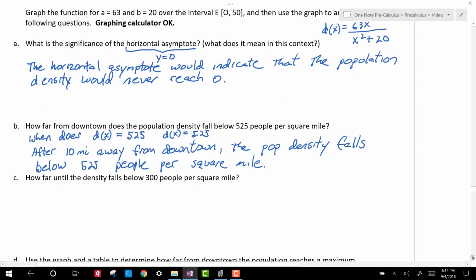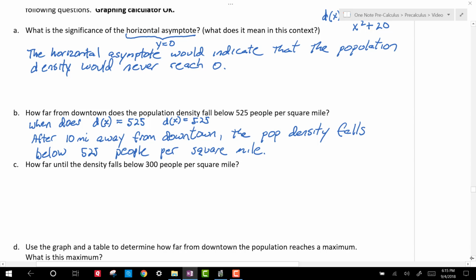Let's take a look at the last one. We've got 2 more here. So the next one says, how far until the population density falls below 300 people? Well, if I can find it at 525, I can definitely find it at 300. So basically, again, they're saying d of x equals, where's d of x equal 300? So what we're going to do is graph the line again. Remember, our graph is not in hundreds, it's in ones, so we've got to divide by 100. So we're going to graph the line y equals 3.